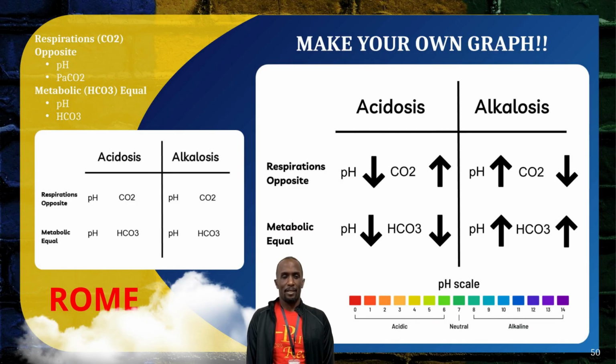Now, I will help you to make your own graph. In acid-base imbalances, remember ROME. Respiratory conditions show opposite changes in pH and PaCO2, while metabolic conditions show equal changes in pH and HCO3.